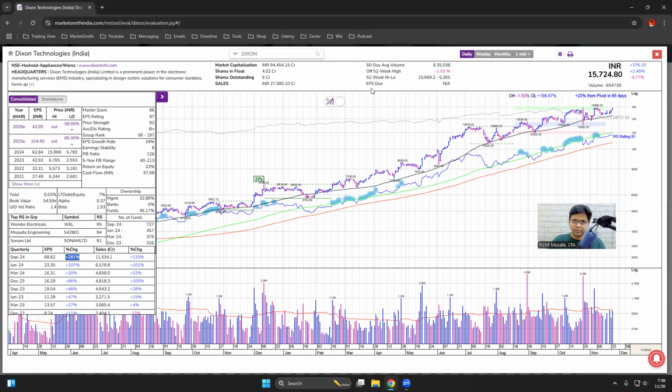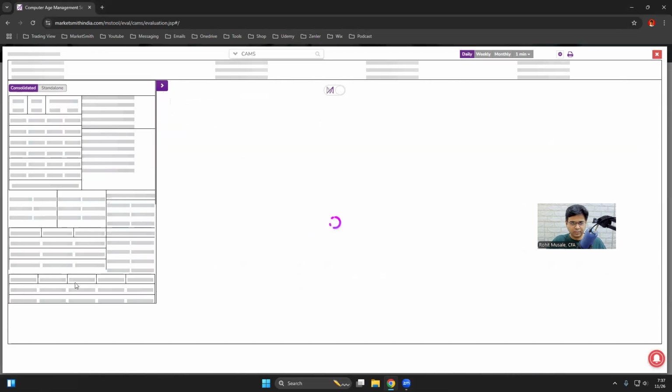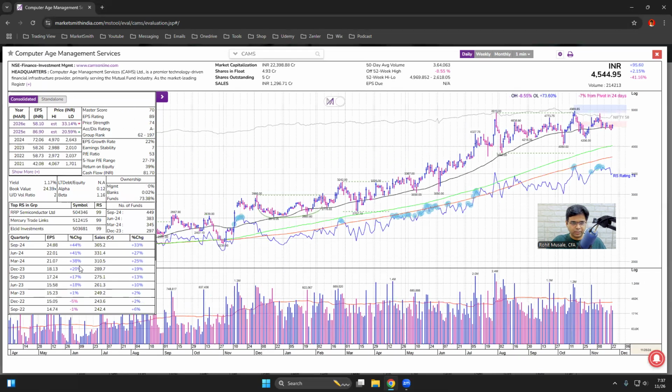If I show you another stock, let's say CAMS. So if you notice, see, 20%, 38%, 41%, 44%. Okay. This is called accelerating EPS growth. This is what you want to see. You don't want to see declining EPS growth, even if the EPS growth is high.